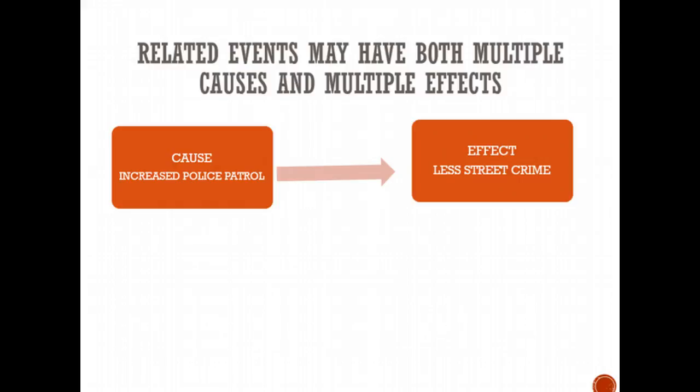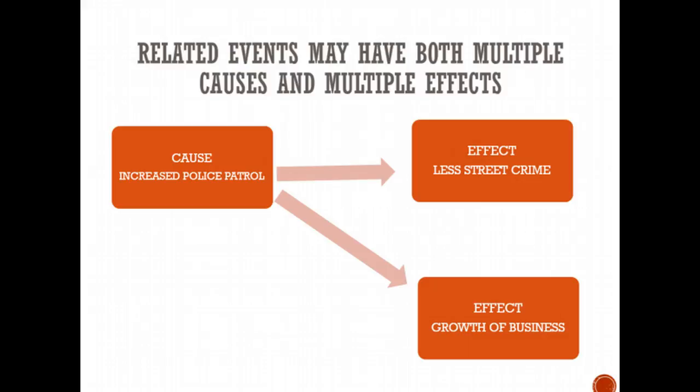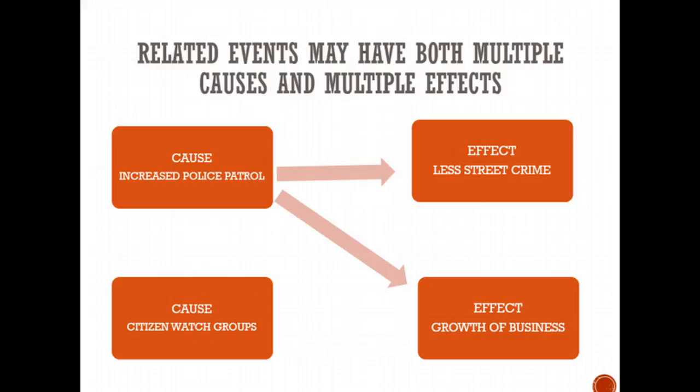Related events may have both multiple causes and multiple effects, and this is actually how real life looks. It's not as much a clear-cut textbook example, but kind of a messy looking thing, and you'll see in a second. Let's say we have a neighborhood with a lot of crime, and increased police patrol is the event. That could have the effect of less street crime. It could also have the effect of growth of business, something that wasn't expected. Maybe we also could start citizen watch groups, and that could reduce crime and also help businesses grow. This is the time to go to checkpoint number 5.